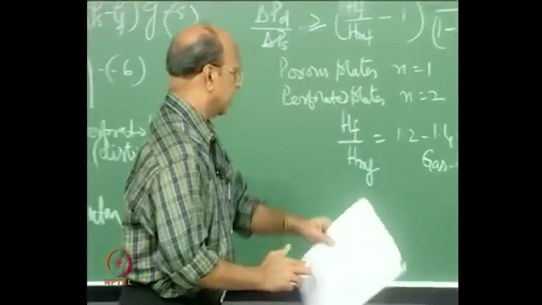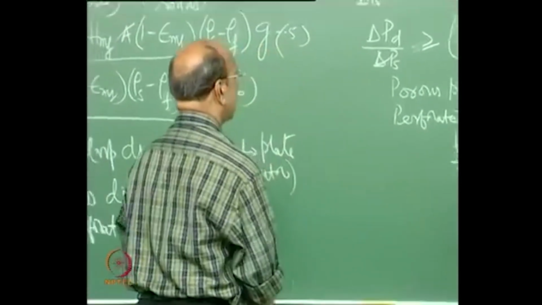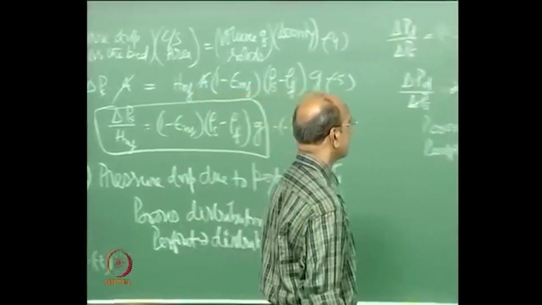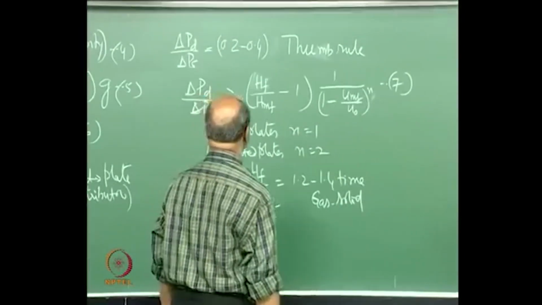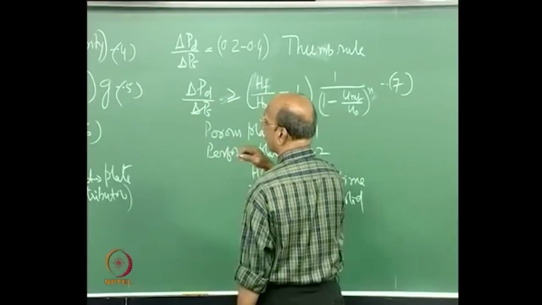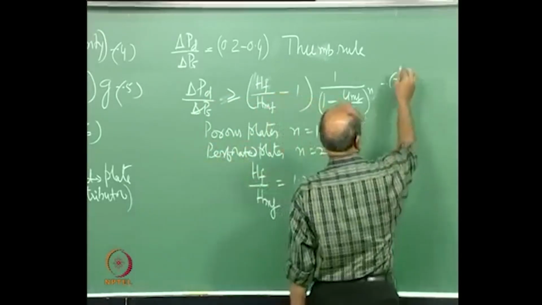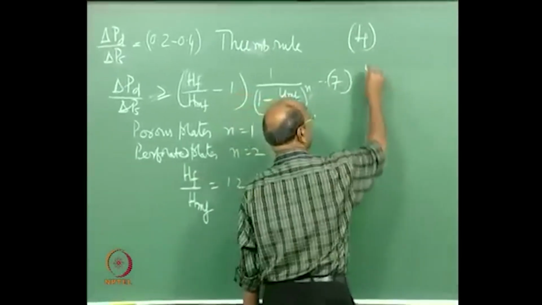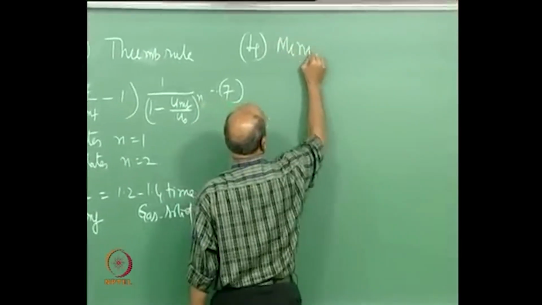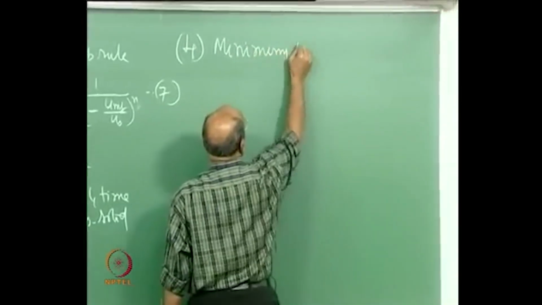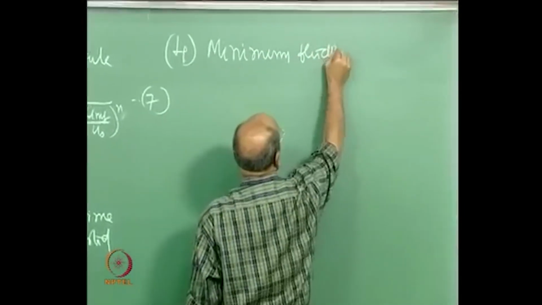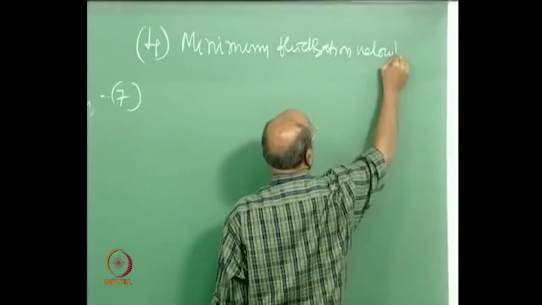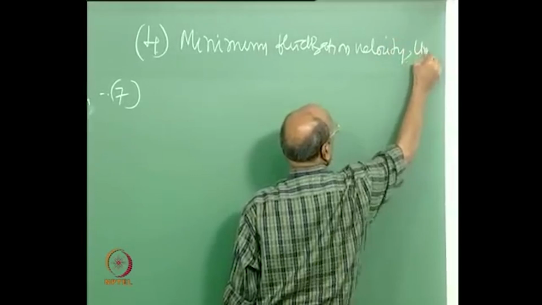Good. So, that is the one, and the next one is, yeah, Neela, what is the next point? That is 3, 4. UMF, minimum fluidization velocity. How do you find out the minimum fluidization velocity?